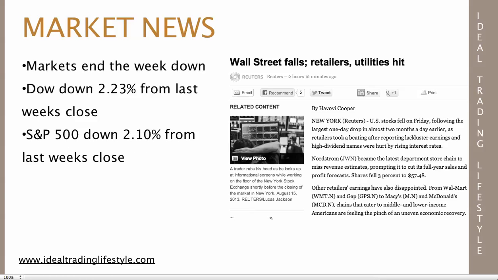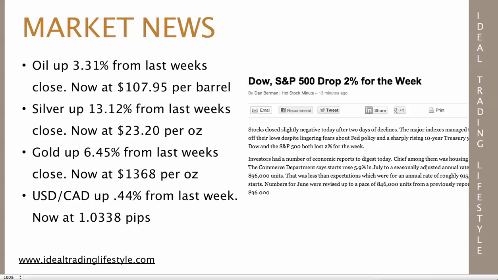So as we mentioned earlier, we can see that the markets have definitely taken a hit. This has been obvious as we've been looking at the end of day market reviews throughout the week. You're going to notice that right now the Dow Jones is down 2.23% from last week's close. Now the S&P 500 is down 2.10% from last week. So definitely some falls and declines there on the markets.